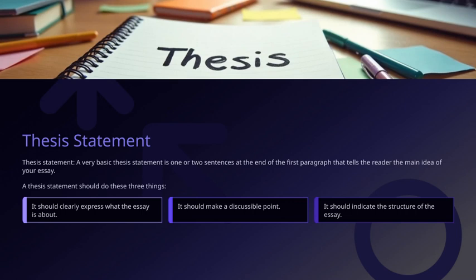A good thesis statement should do 3 key things. First, it needs to clearly express what the essay is about, so there's no confusion about the topic. Second, it should make a discussable point, that is, something that can be debated or supported with evidence. And third, it should hint at the structure of your essay, showing the reader how your points will unfold. Think of it as setting the stage for everything that follows. It guides your writing and helps your reader follow your argument. So, crafting a strong thesis is essential because it anchors your entire essay and keeps everything focused.